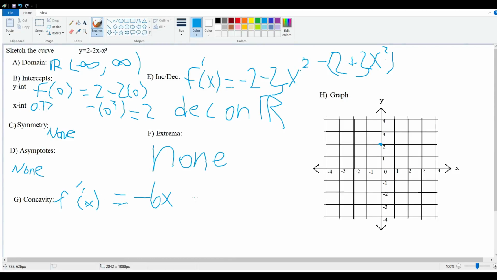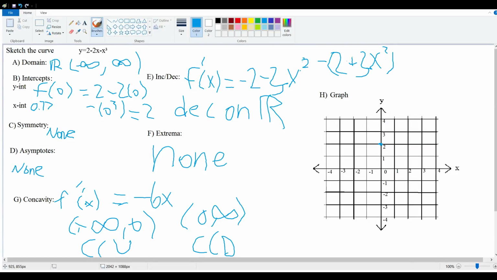It's going to be greater than 0 on the interval from negative infinity to 0, and so that's going to be concave up. And then it's going to be less than 0 on the interval from 0 to positive infinity, and that's going to be concave down.